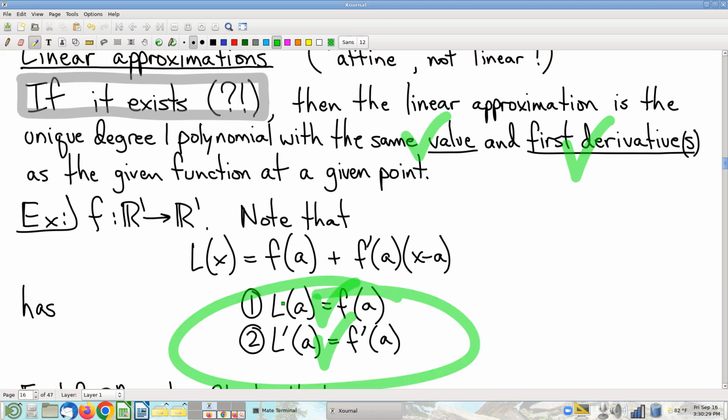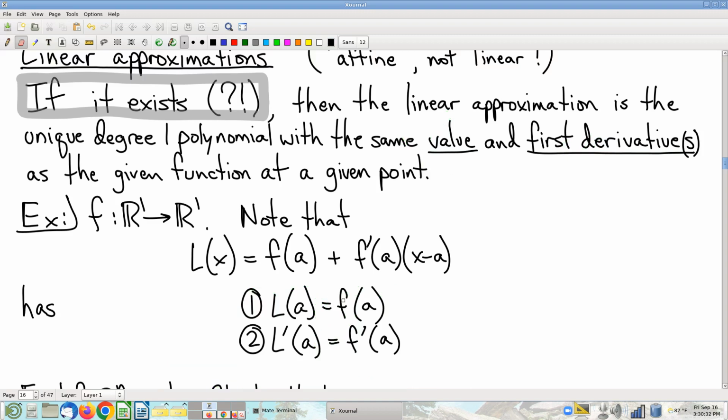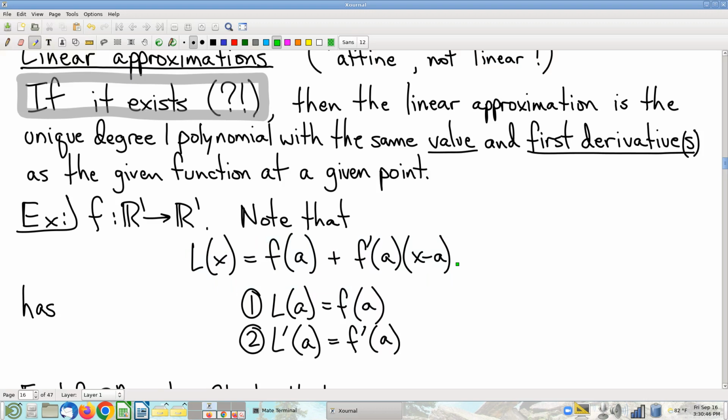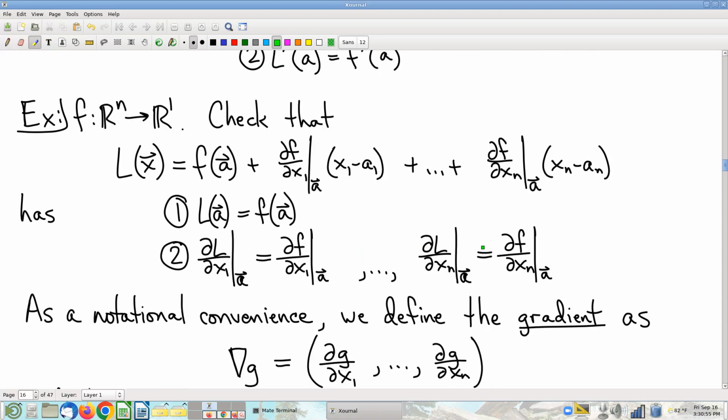And so we've seen a couple of different versions of this. On the one hand, this is old news. This is from single variable calculus. This is the unique degree 1 polynomial that shares value and derivative with the original function f at the point a. Okay. And again, there are different points of view on where this comes from, but this is the point of view I want to take here, because it allows us to generalize pretty straightforwardly.